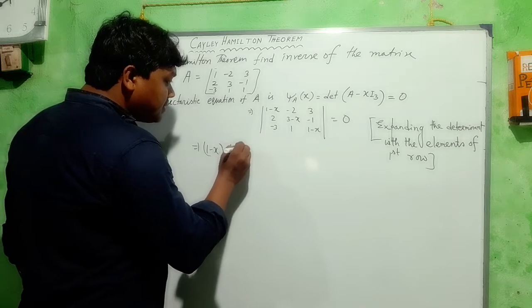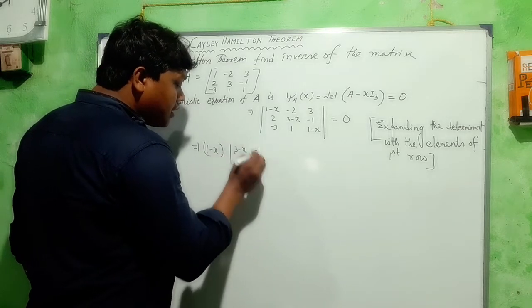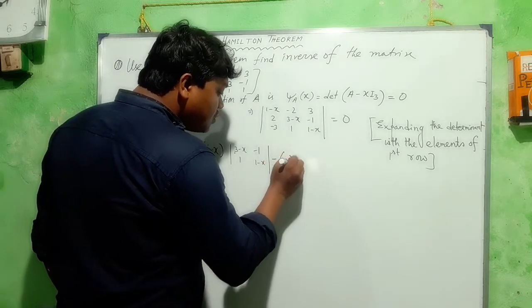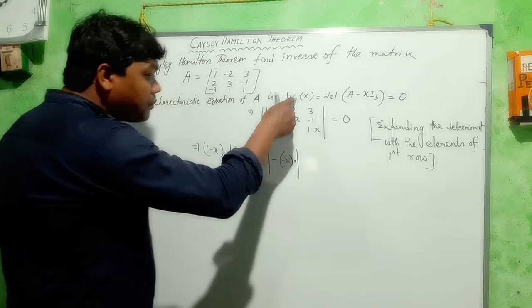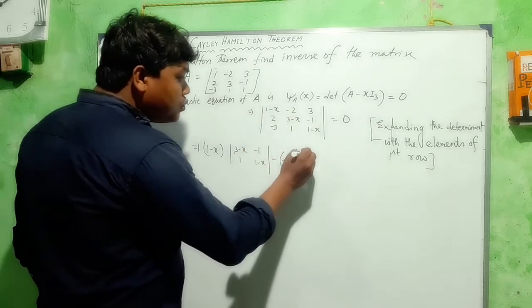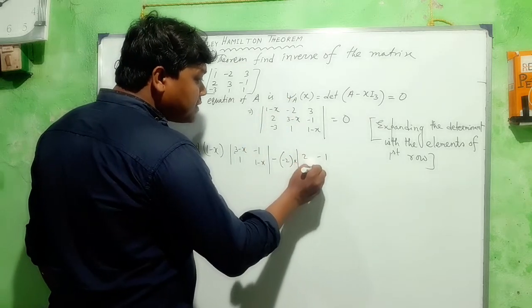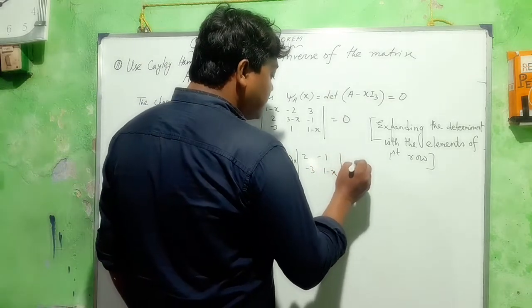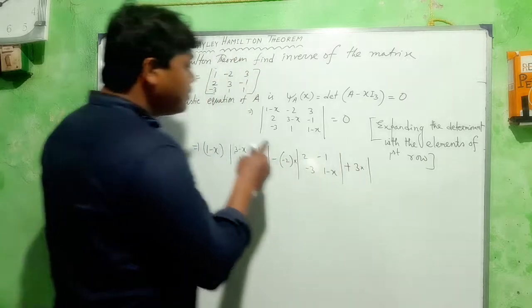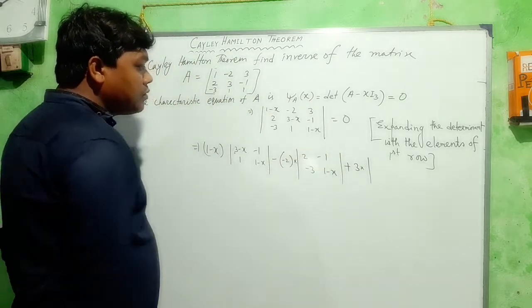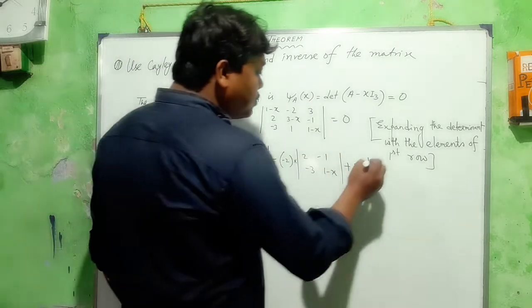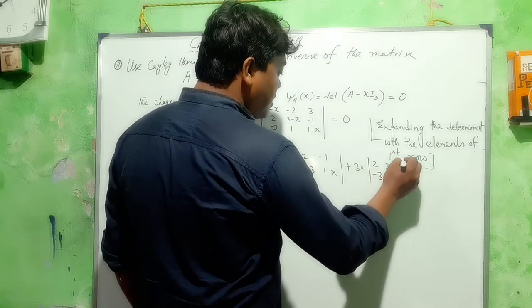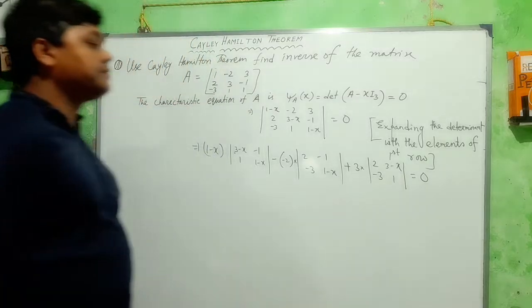3 minus x, minus 1, 1 minus x, minus of minus 2 into the determinant of this column and this row, 2 minus 1, minus 3, 1 minus x, plus 3 into this column, this row eliminated. So we will get 2, 3 minus x, minus 3, 1 equals to 0.